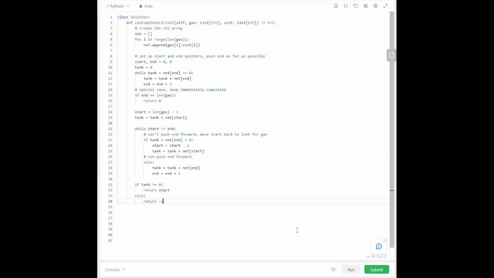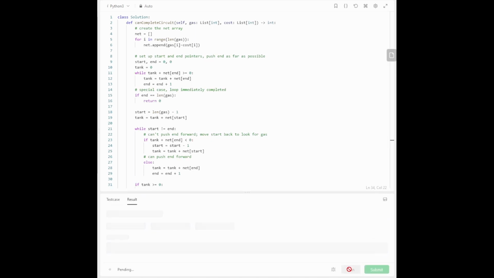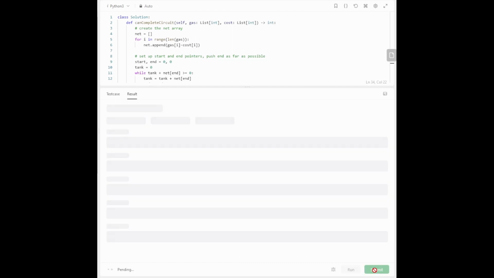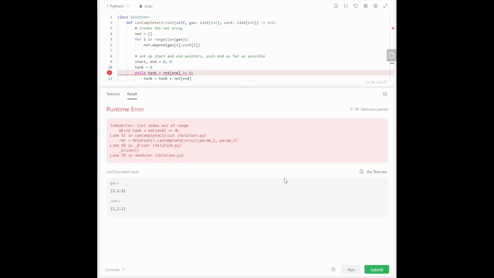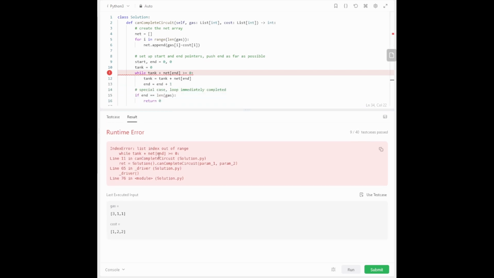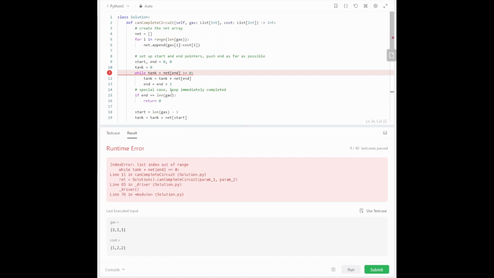Let's give this code a run and see if it works. So, here's our test cases. In the case of 1, 2, 3, 4, 5, the example we ran through ourselves with 3, 4, 5, 1, 2, the output was correct. In this case, 2, 3, 4 with cost 3, 4, 3, there is no valid loop, and it shows. So let's submit this and see. And we have an error. Index out of range, while tank plus net end. Let's debug this now.